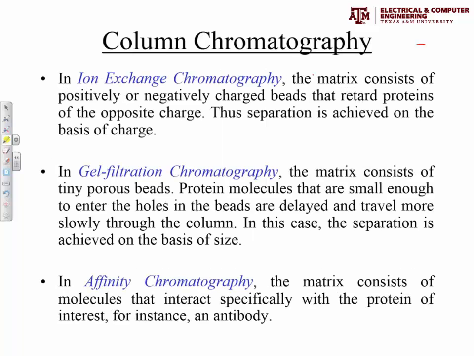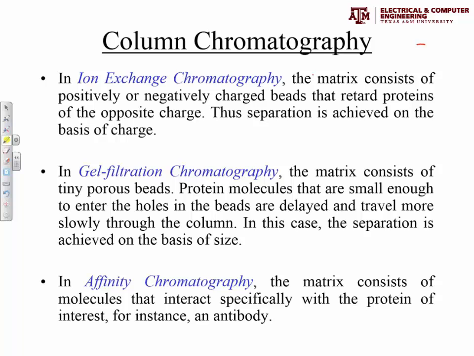So let's go to the previous slide. So if you have ion exchange chromatography, then the matrix that you'll use in that column will consist of positively or negatively charged beads, which will have the property that it will retard proteins of the opposite charge. I mean, you know that positive charges attract negative charges and vice versa, right? So if you have positively charged beads in that column, then all the negatively charged proteins will get attached to the positively charged beads, and everything else will go through. And then later on, you can release these negatively charged proteins, and you achieve separation. So separation in this case is achieved on the basis of charge.